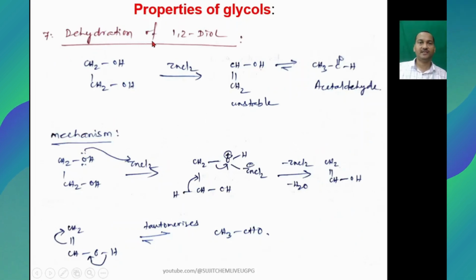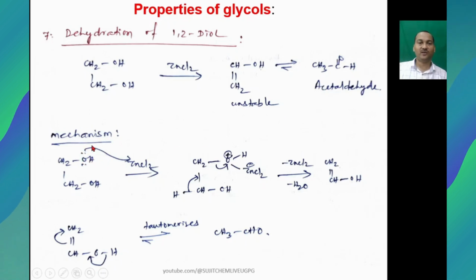The next reaction is dehydration of 1,2-diol. So this 1,2-diol, ethylene glycol, undergoes dehydration in presence of zinc chloride. So you get this unstable compound which tautomerizes to give rise to acetaldehyde. So here is the mechanism.